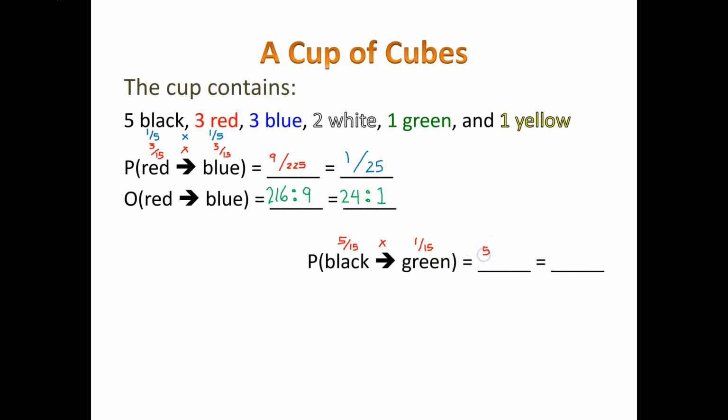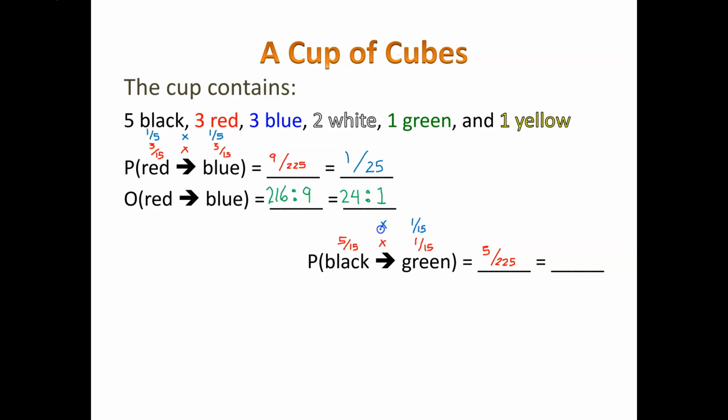5 times 1 across the top is 5. And 15 times 15 is, again, 225. We could simplify this fraction, or we can do the simplification back here when we multiply. So 1/15 can't be simplified. It has a 1 in the numerator. It's as simple as it can get. So we're going to rewrite that here.